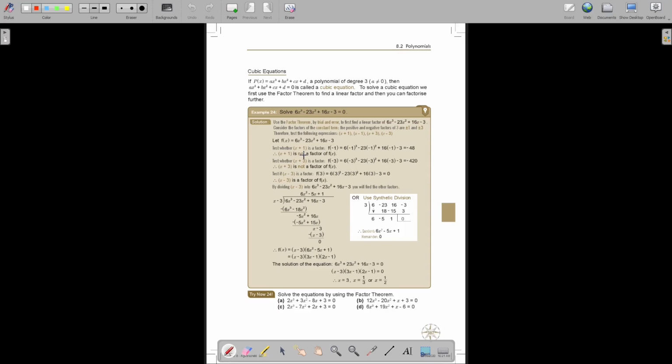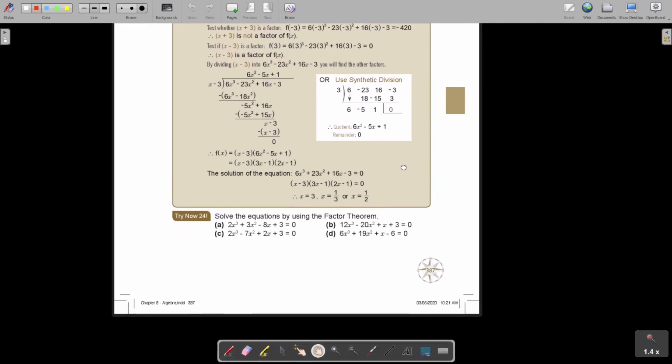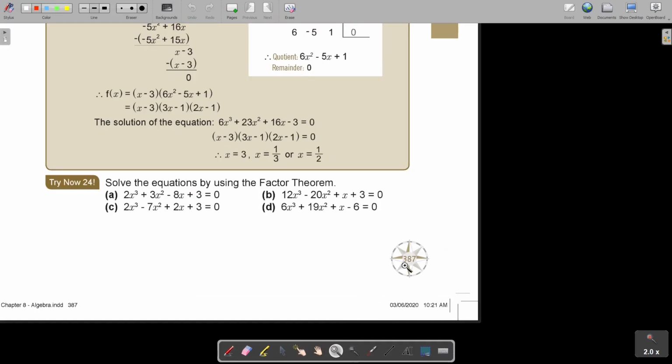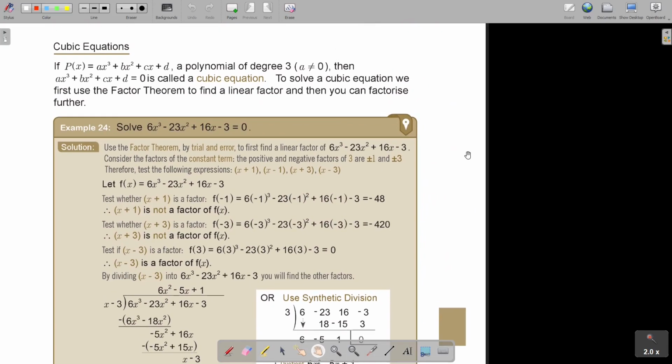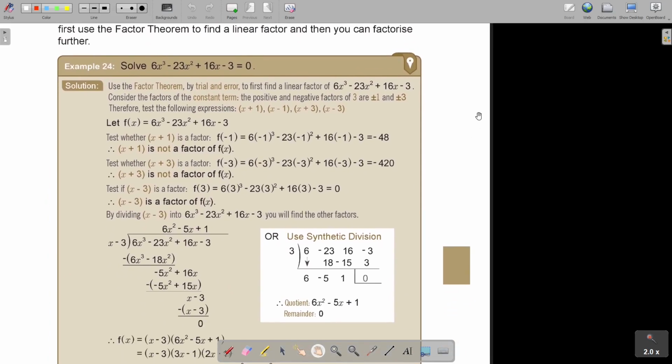Now if you look, I'm just going to make it a bit bigger. Let's just see where in the AS-Level Mathematics textbook, on page 387, you will find cubic equations. Now there is a typical example. Let's just go through it. So use the factor theorem by trial and error.